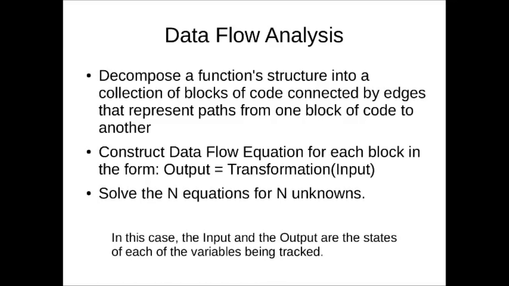First, decompose a function's statements into a collection of blocks of expressions connected by edges that represent the control flow. If statements, loop statements, switch statements, and especially the goto statement all transform to blocks and control flow edges. Second, construct a data flow equation for each block in the form output equals the transformation of the input. The input is the state of the variables at the beginning of the block, and the output is the state at the end. The transformations are things like which pointers get read from and which are written to.